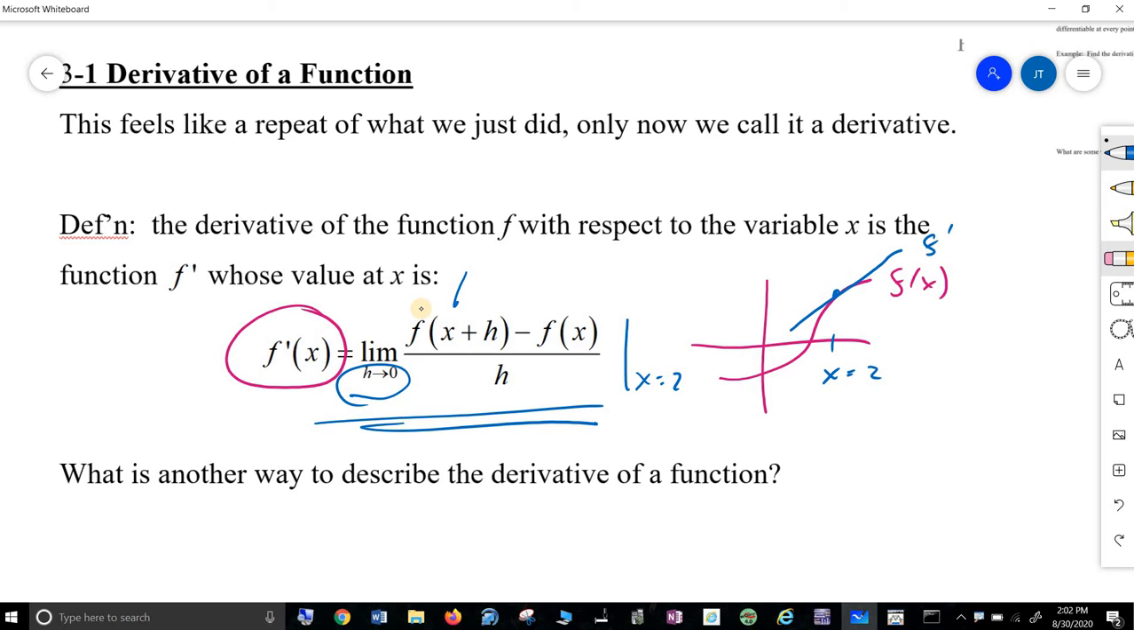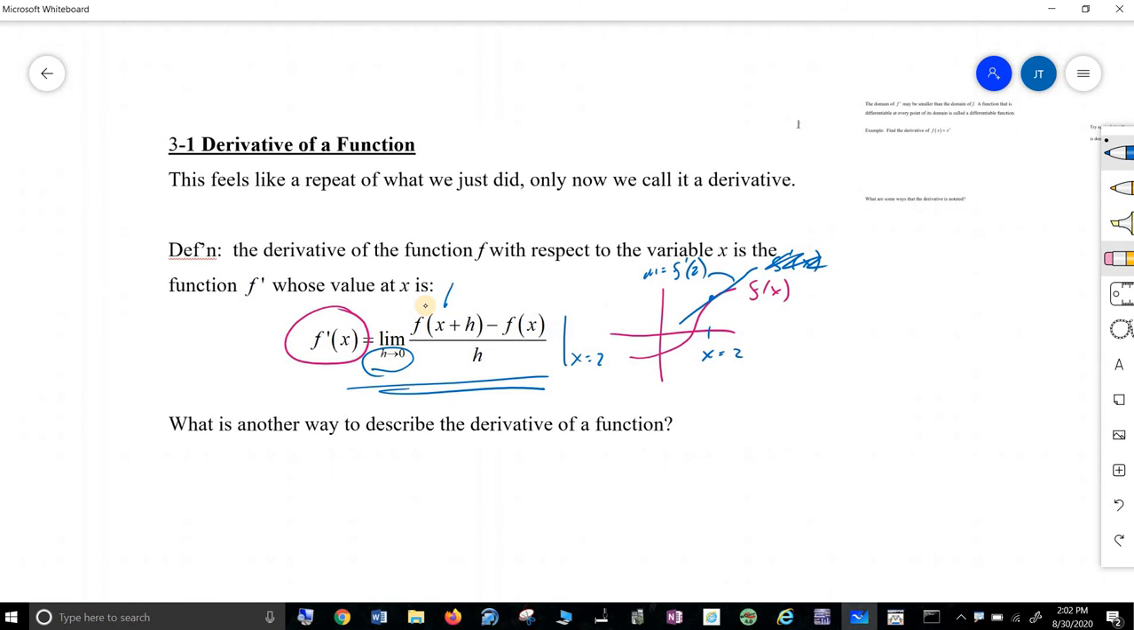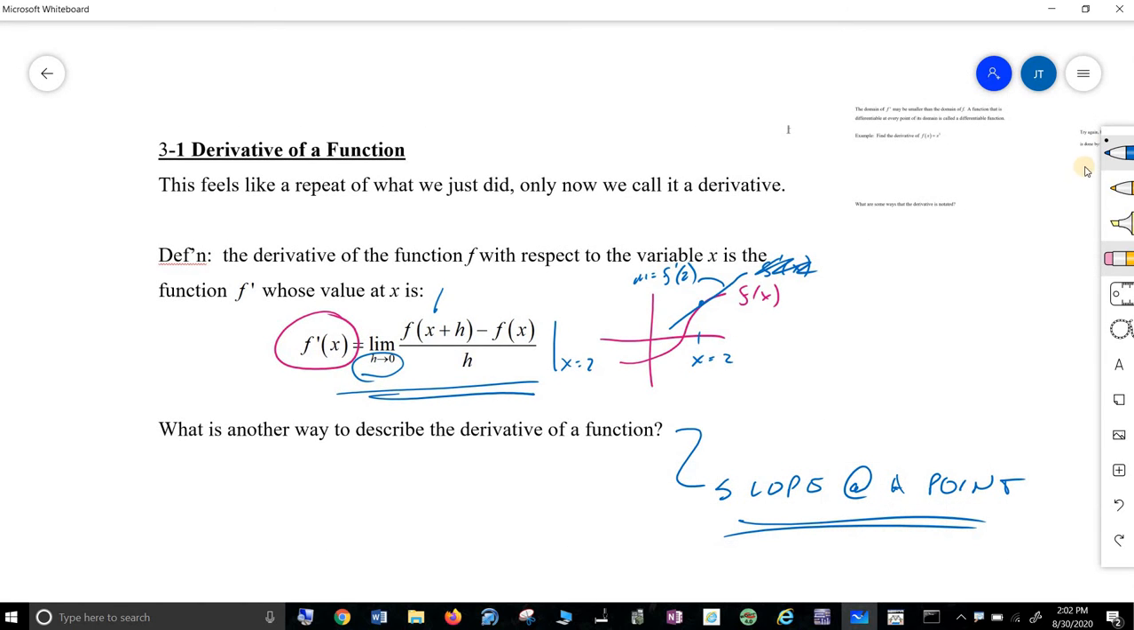This would be f prime of x. And even that's not accurate. This would say the slope of this is f prime at 2. So that's another way to describe the derivative function. It's just the slope at a point. Sometimes it's slope at a whole line. That's a little different, but not the end of the world. So let's see what else we got here.